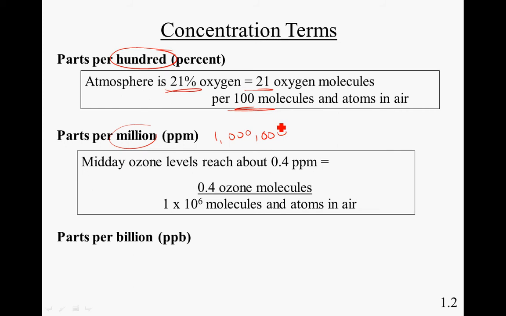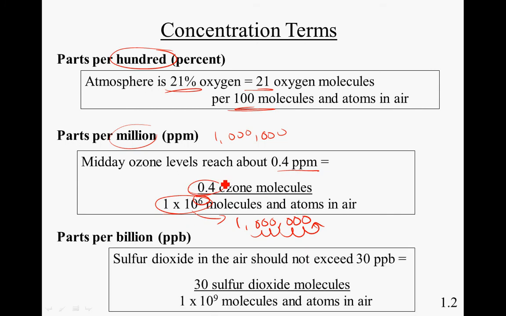So if we're looking at ozone being 0.4 parts per million, or ppm, that means for every 1 million molecules, this is scientific notation for 1 million. Notice the 6. That means we move it over 6 spots. 1, 2, 3, 4, 5, 6. For every 1 million molecules, 0.4 of it is going to be ozone.